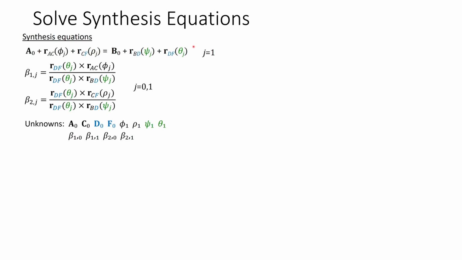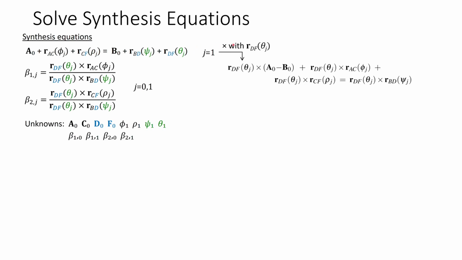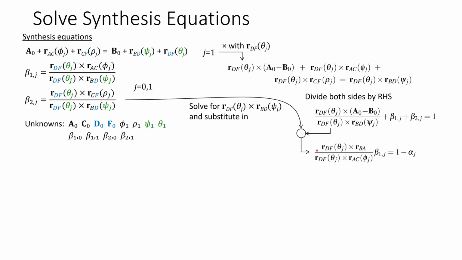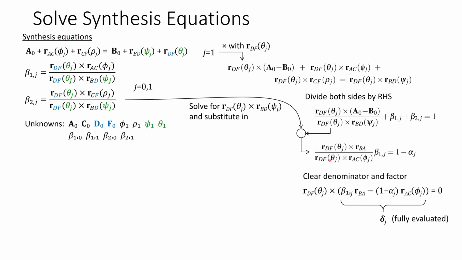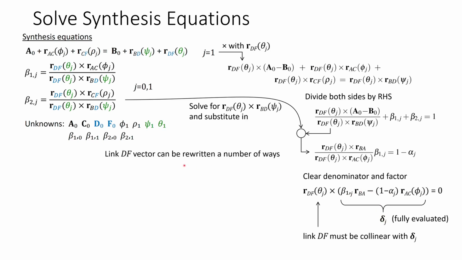We take our remaining loop equation and multiply it using the planar analog of the cross product by RDF. The resulting expression is manipulated and combined with the beta 2 expression in order to yield a geometric condition that the vector which spans across length df must be collinear with some vector delta, where delta is a fully evaluated vector. The vector which spans across length df could be written a number of ways, including rotated from the reference configuration or a length rotated from global horizontal.